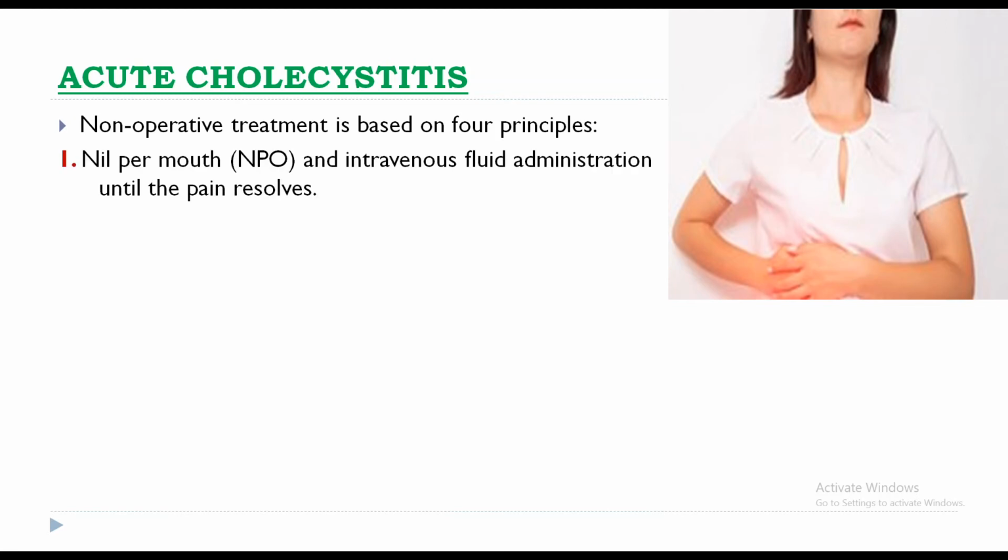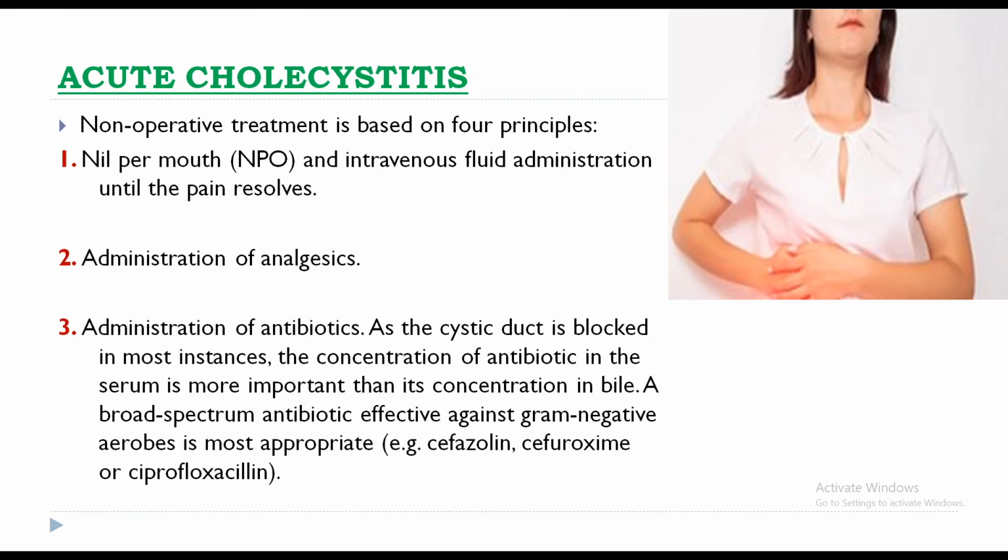In acute cholecystitis, you can decide whether to operate on the patient or not depending on the Tokyo guidelines, which I'll discuss. But if you are opting for non-operative treatment, these are the 4 principles. First is nil per mouth and intravenous fluid administration until pain resolves. Second, administration of analgesia. Third is administration of antibiotics.